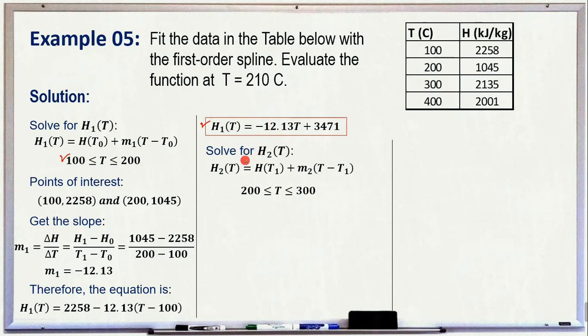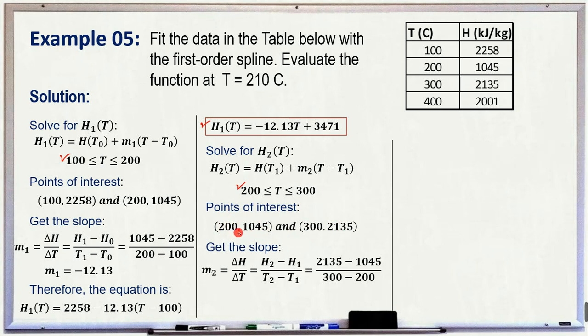Next, we will proceed to the second linear spline for the enthalpy as a function of temperature. So this is its format and this is the domain. The points of interest for this one are the second and the third point whose coordinates are 200, 1045 and 300, 2135.